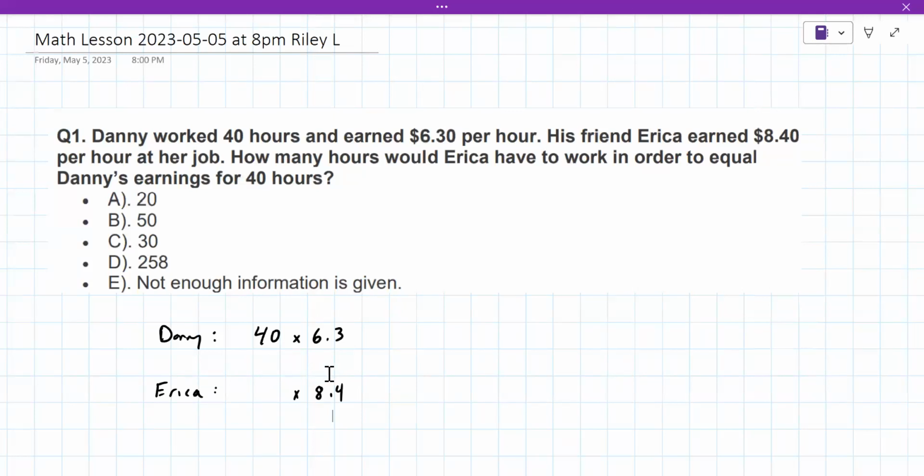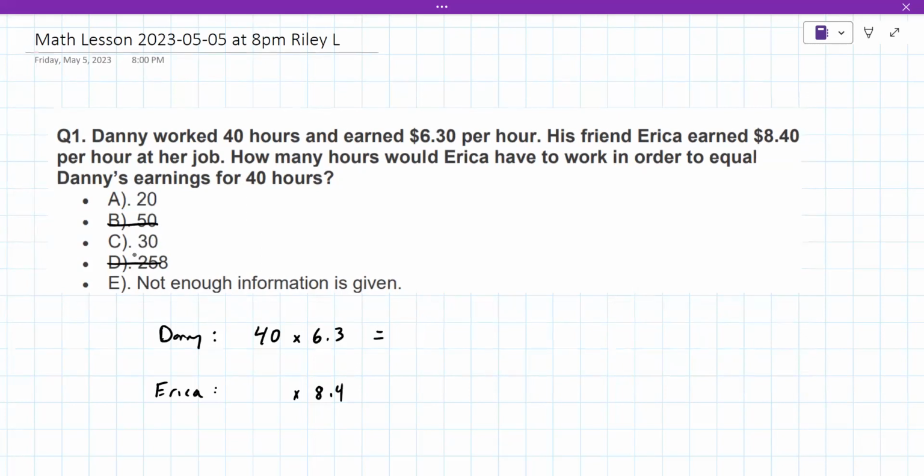Does that sound reasonable to you? So we know, for example, the answer is not 50, it's not 258. It's either 30 or 20. Now the rate isn't double. If it were double, she could work half as many. But in this case, we're going to find that the answer is 30.